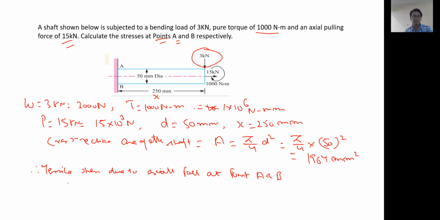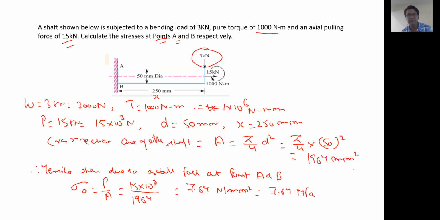So in that case, we can find out by sigma axial is equal to P by A. That is 15 into 10 to the power 3 by 1964, as we have found out, and this is 7.64 Newton per mm square. Okay, or we can also write 7.64 megapascal. So I hope that you all might have found out the tensile stresses at A and B. So it will be the same, right?